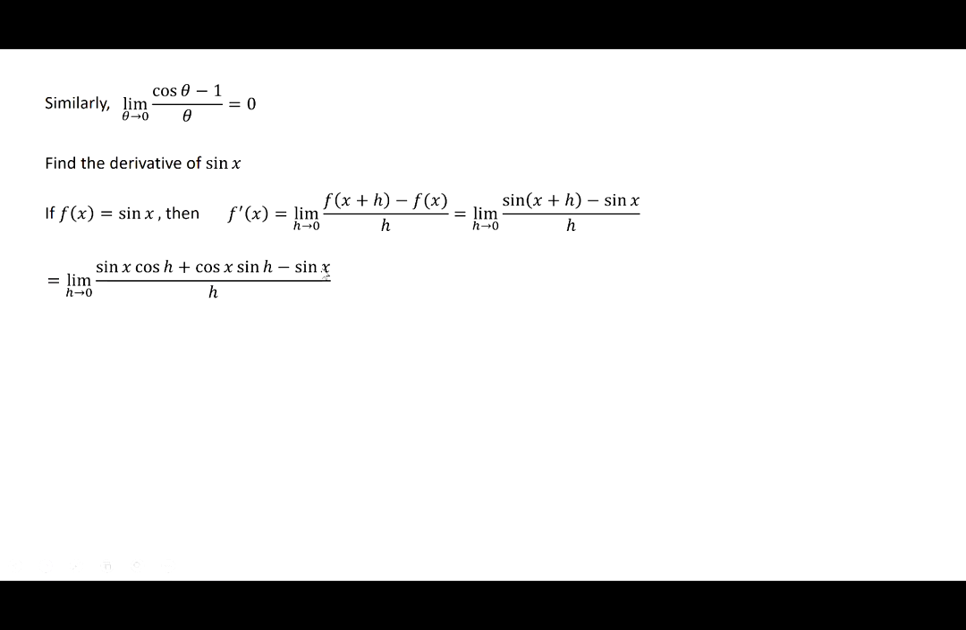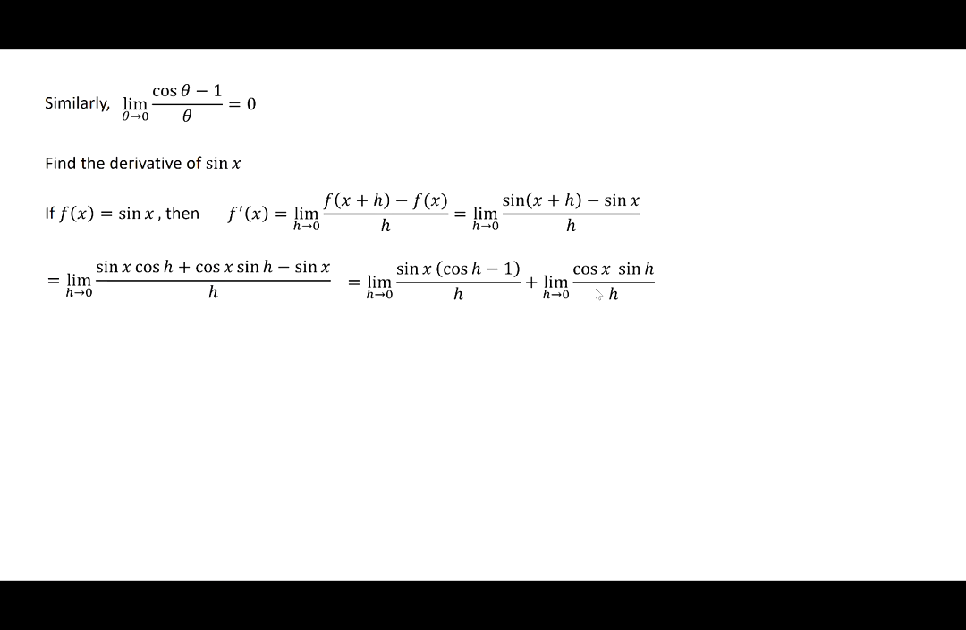Okay, all right, what good did this do? Well, if you notice, there is a sine x here in the first term and there's a sine x in the second term. So I can group the first and the third term, factor out a sine x and say sine x times cosine h minus 1. Separate that into one fraction and then have this other one, cosine x sine h over h, limit as h approaches 0. So that's what I wrote here.